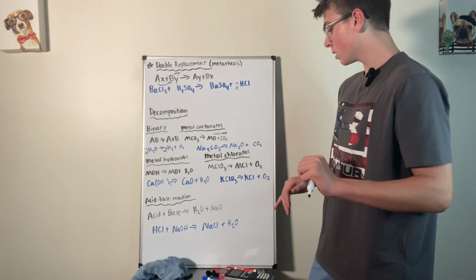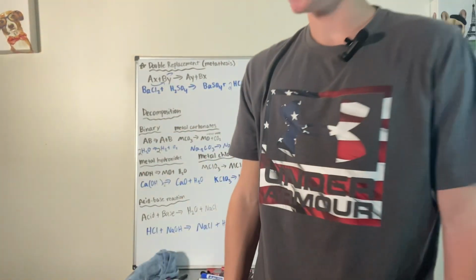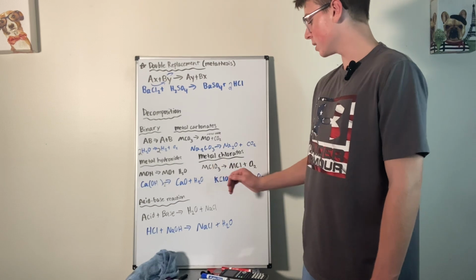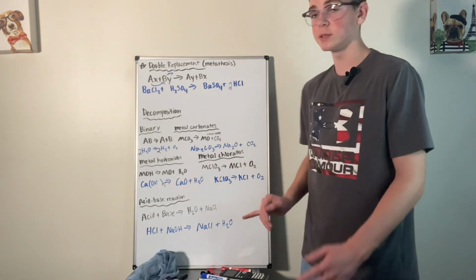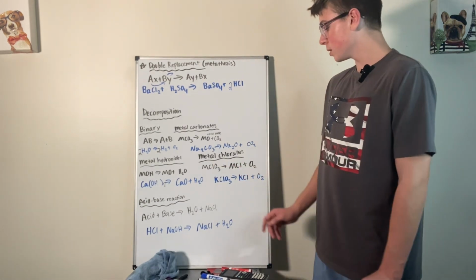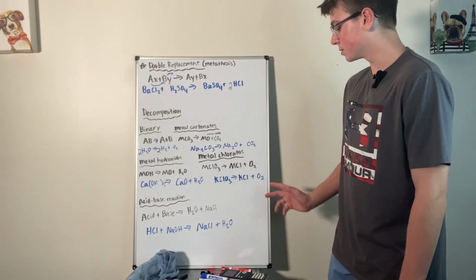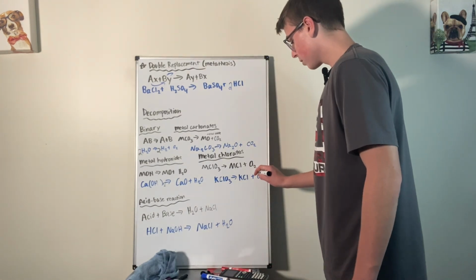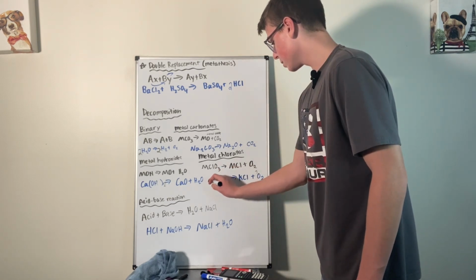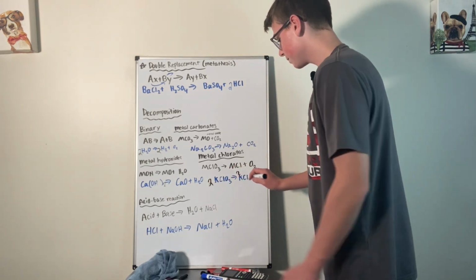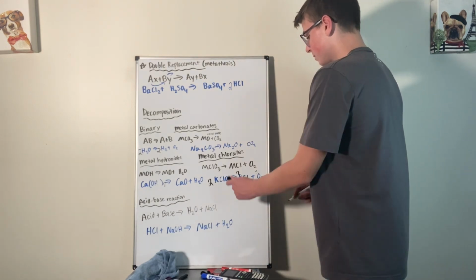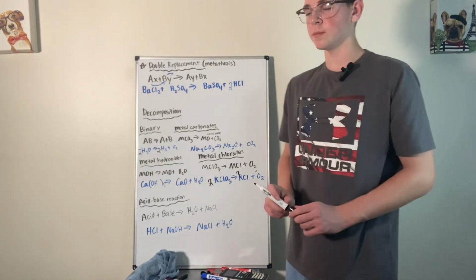Metal chlorates. All right, now we're going to finish off with the metal chlorates, which is MClO3 yields MCl plus O2. Example, KClO3 yields KCl plus O2. Balance: 3, 2, 2. 2 K, 2 K, 2 Cl, 2 Cl, 6 O, 6 O.